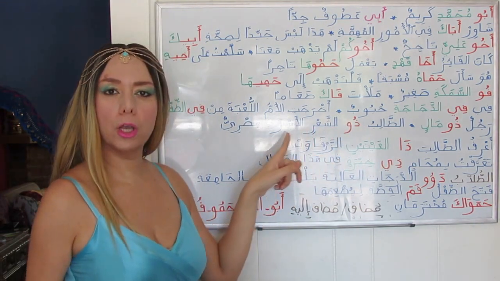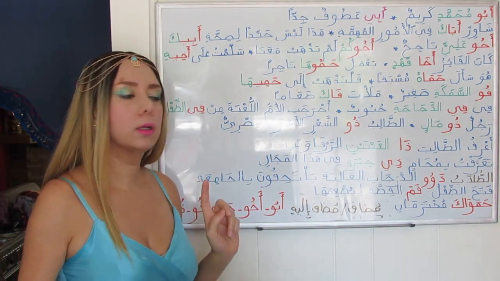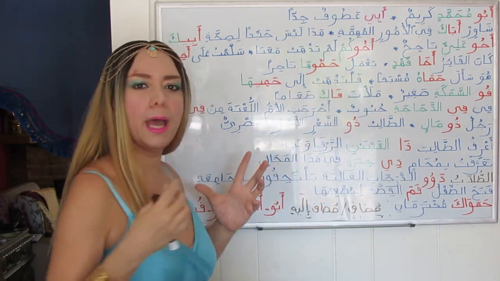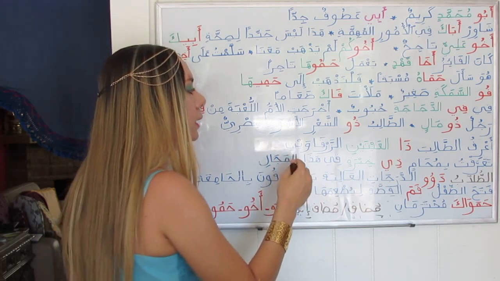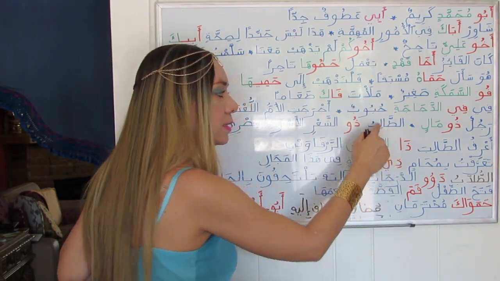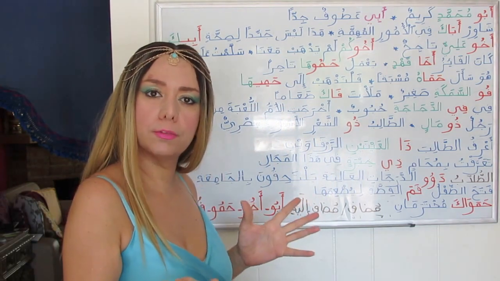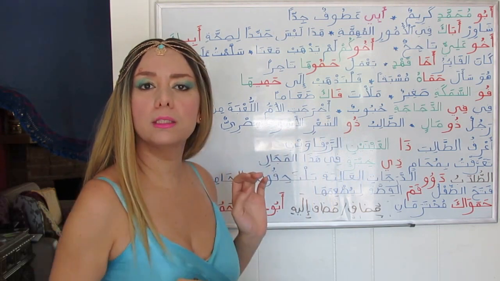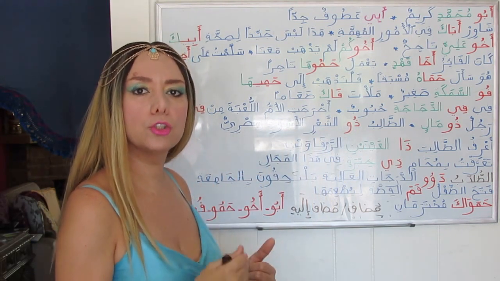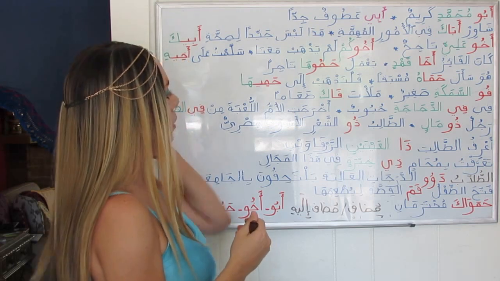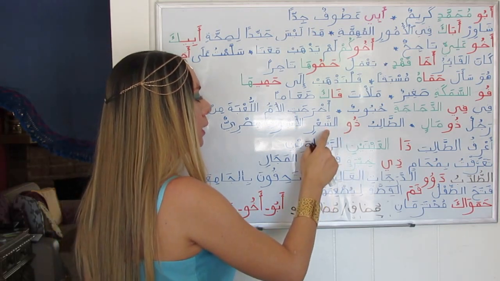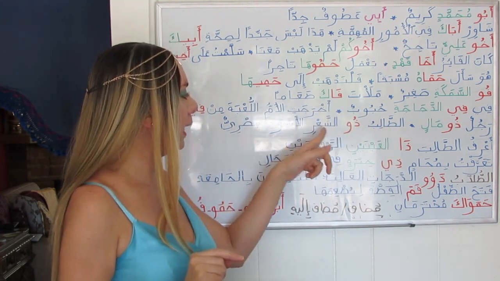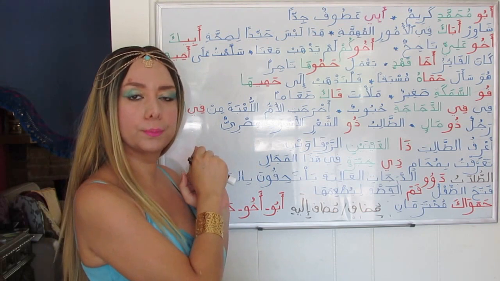الطالب ذو الشعر الأسود مصري. This adjectival phrase is kind of an attribute describing the subject, and since the subject here is in the nominative case, this ذو will be in the nominative case also. They have to match in case. So ذو الشعر الأسود, the student with black hair, is Egyptian.